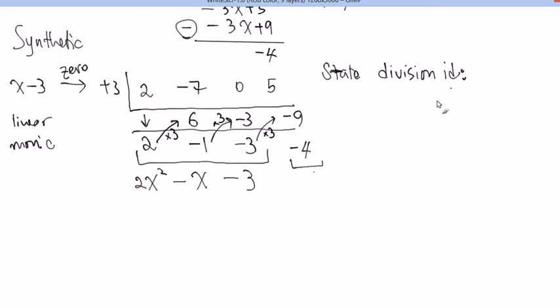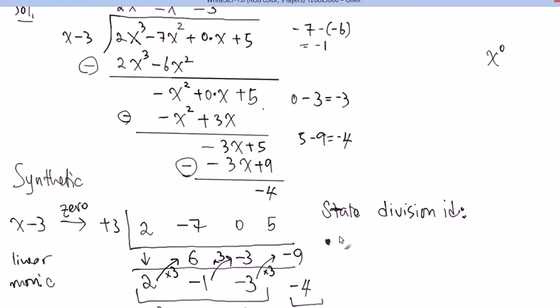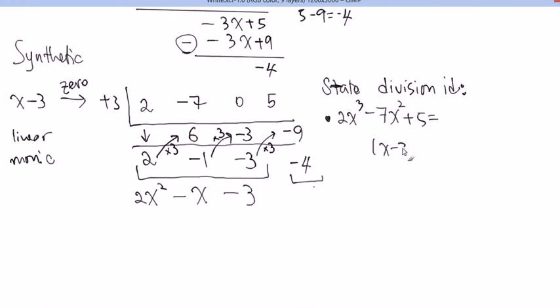Let's do that. What's the division identity here? First, we need the dividend. That's the whole thing there. 2x cubed minus 7x squared plus 5 is now decomposed into x minus 3, right? Times the quotient, 2x squared minus x minus 3, plus remainder negative 4. This is an identity. So how many solutions are there to this equation? No matter what x is, infinitely many. That's correct. The number of solutions to this equation is infinitely many, not 3. Yeah. So that's why it's called identity.